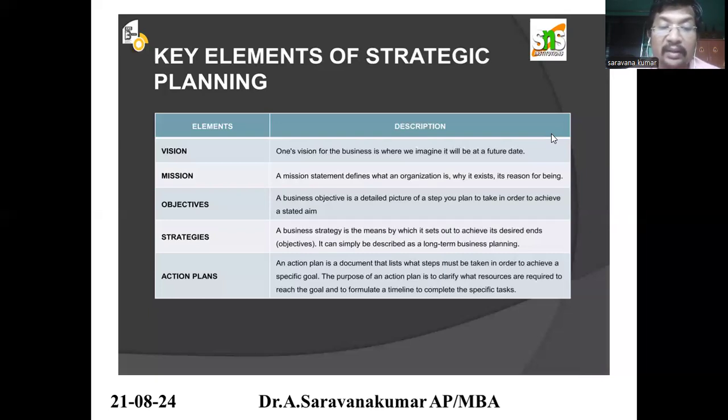Action plans. An action plan is a document that lists what steps must be taken in order to achieve a specific goal. The purpose of an action plan is to clarify what resources are required to reach the goal and to formulate a timeline to complete the specific task. So these are the key elements of strategic planning.